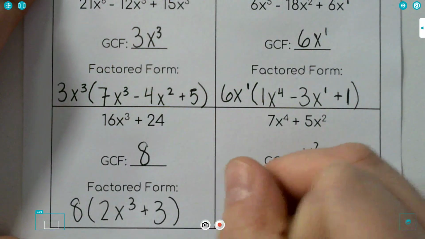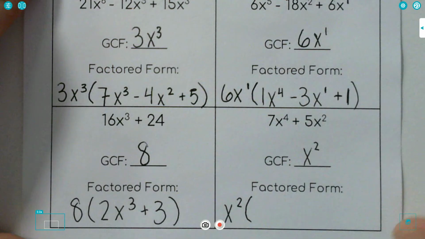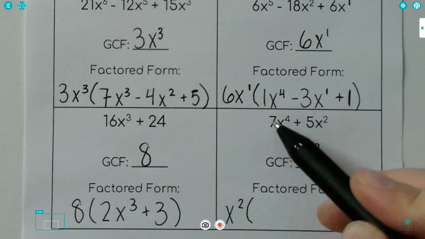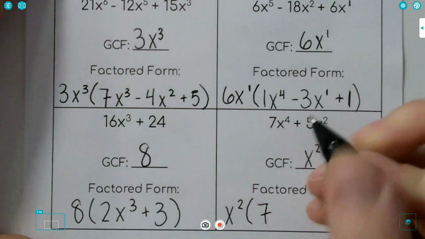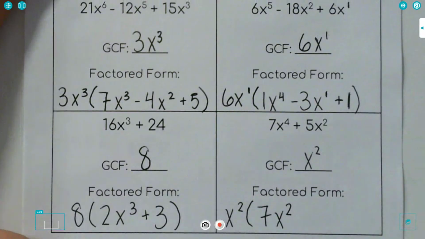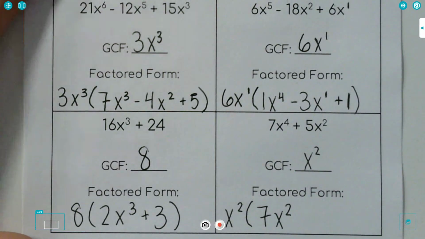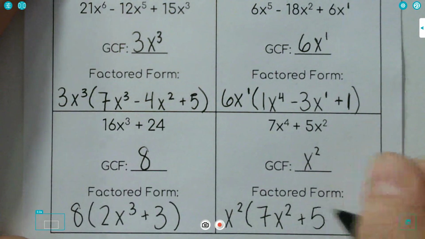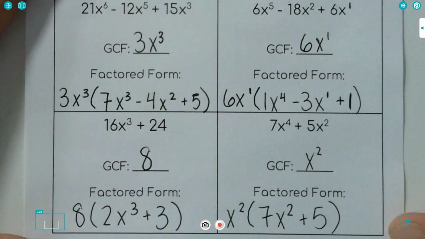So I've got x squared here. Okay. So this is going to stay 7. I subtract my exponents. 4 minus 2 is 2. So 7x squared. And then 5x squared, divide out the x squared, I still have my 5. No more x's.